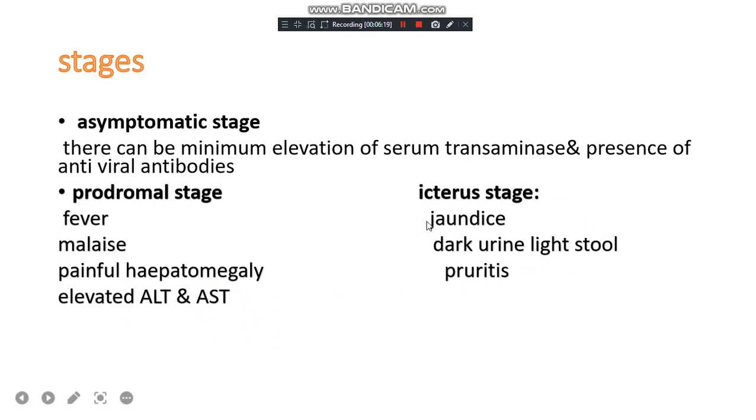Now the third stage is the icterus stage. Icterus means yellowness. So in this stage there will be jaundice and hyperbilirubinemia in conjugated form. If there is conjugated bilirubinemia, there will be dark urine, because conjugated bilirubin is excreted via the urine as it is water soluble. And then there will be light stool, and pruritus is again because of hyperbilirubinemia.